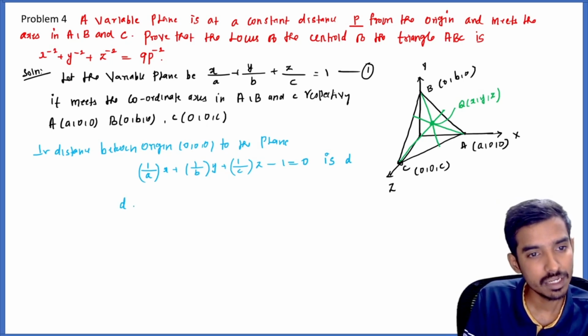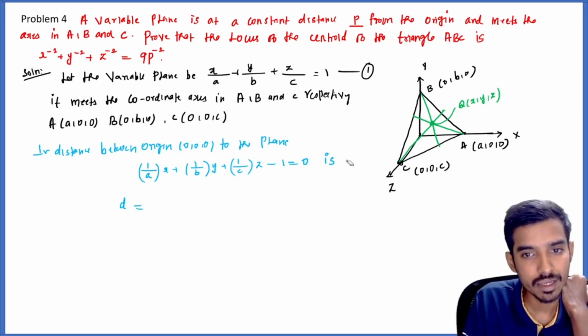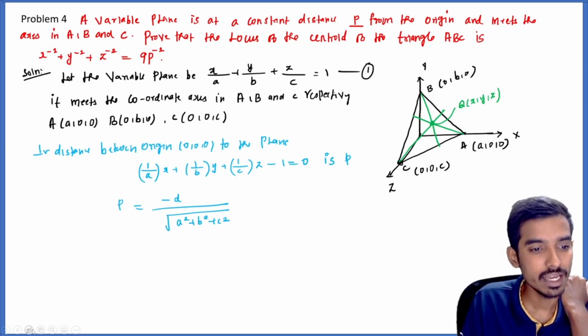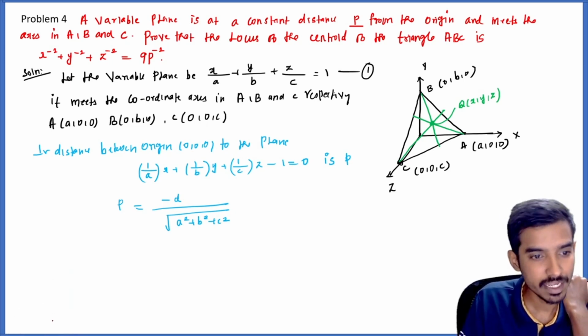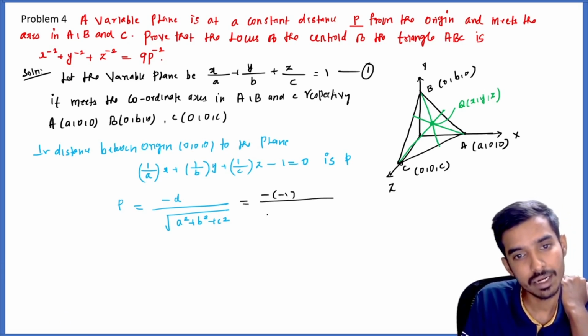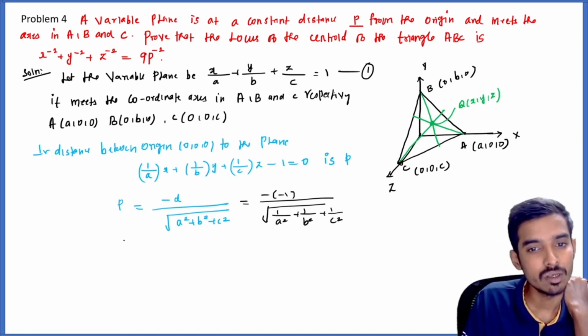So we have p equal to, we know the formula for perpendicular distance is minus d divided by root of a square plus b square plus c square. Here d is minus 1, and a, b, c are 1 by a, 1 by b, 1 by c. So we have minus of minus 1 divided by root of 1 by a square plus 1 by b square plus 1 by c square.